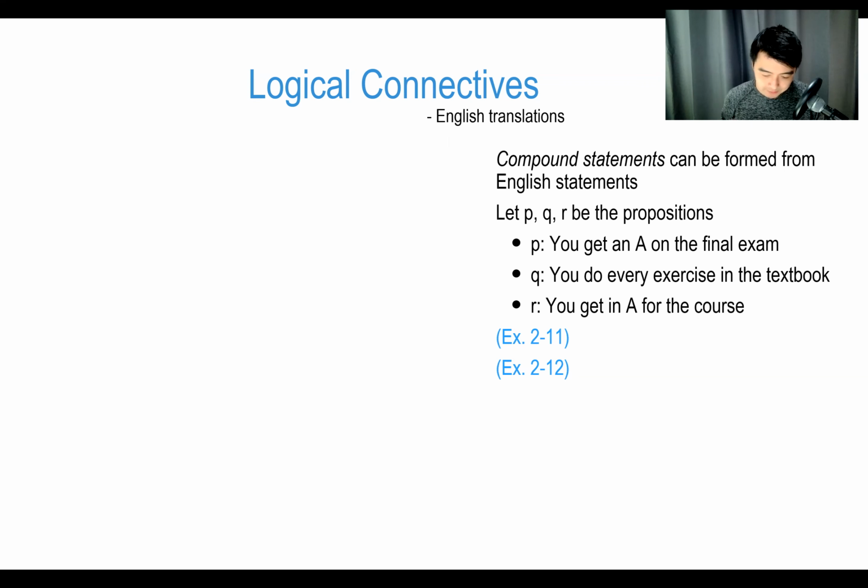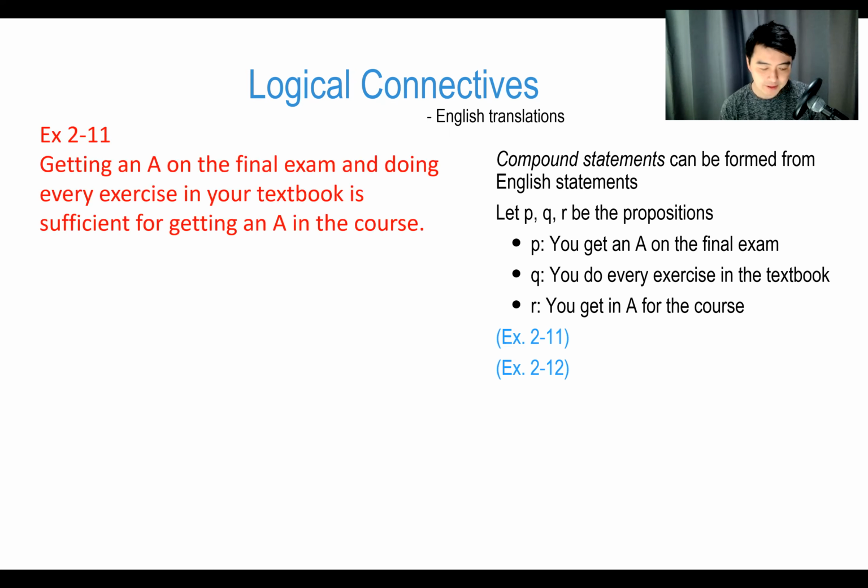So let's pretend that we have some primitive statements. And by the way, if you don't remember what primitive statements mean, they are statements in their simplest form. So P, Q, and R here are in their simplest form. Let's pretend that P is you get an A on the final exam, Q is you do every exercise in the textbook, and R is you get an A in this course. So what if I said something like this? Getting an A on the final exam and doing every exercise in the textbook is sufficient for getting an A in the course, which is probably something I would say.